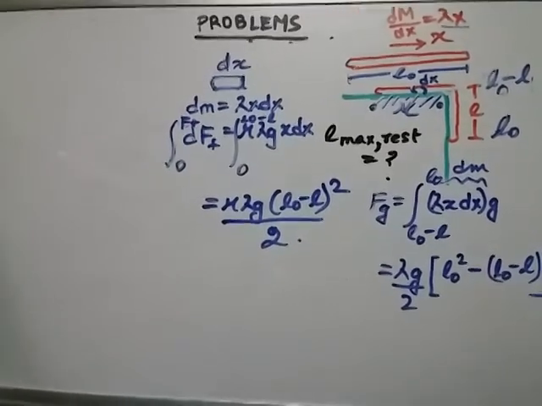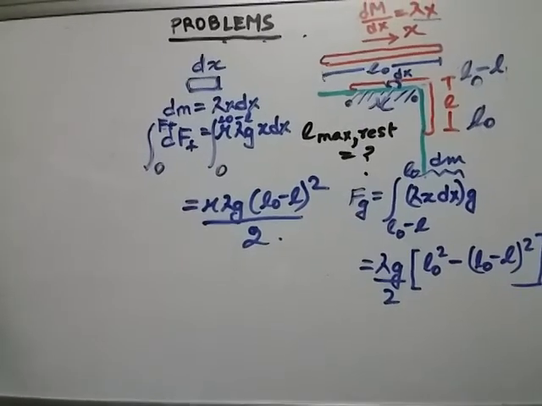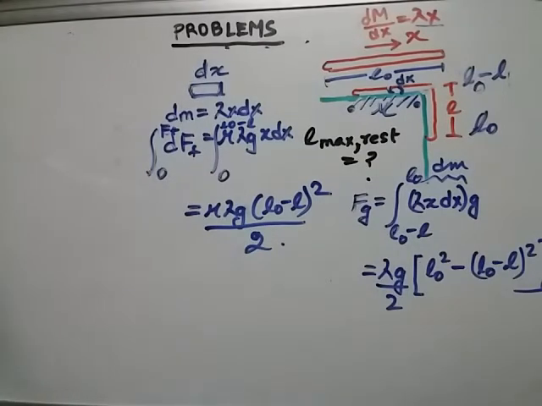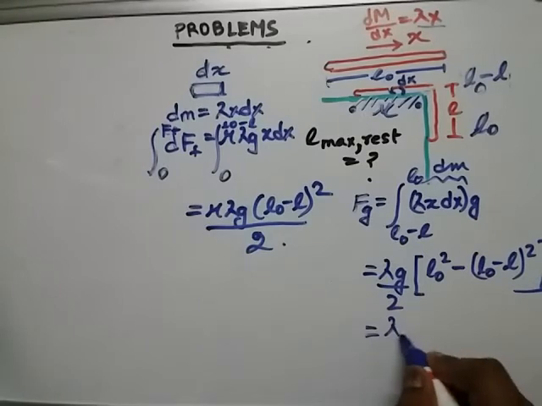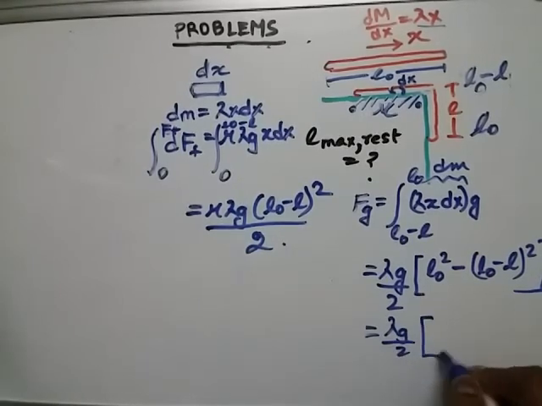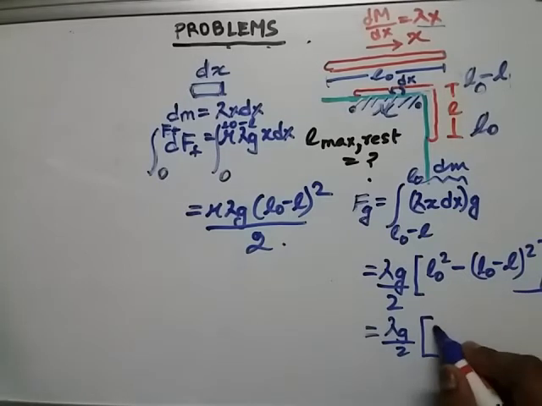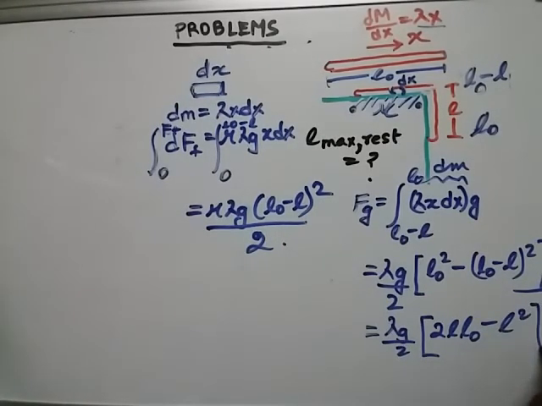I hope now it can be seen. Okay, so this is the total gravitational force. Now let us just expand this. Lambda g by 2, this L0 square and L0 square cancels, so we get 2L L0 minus L square. Fine.